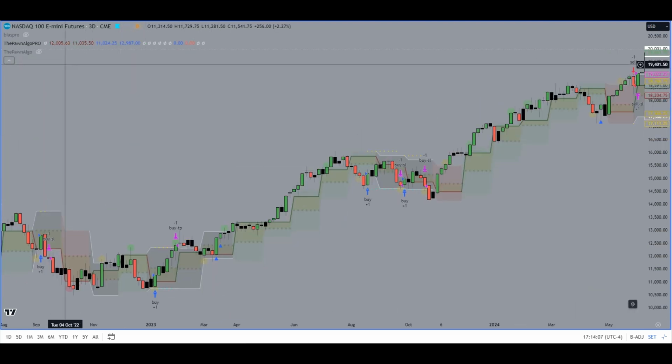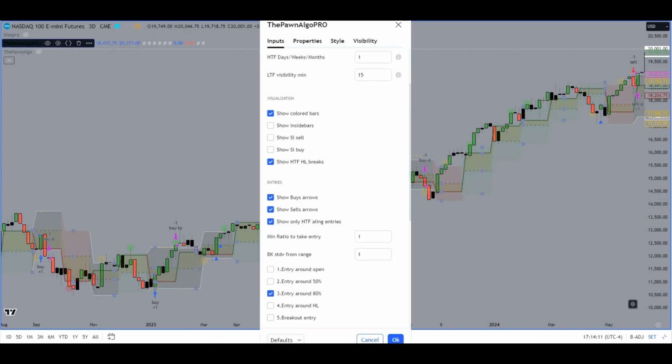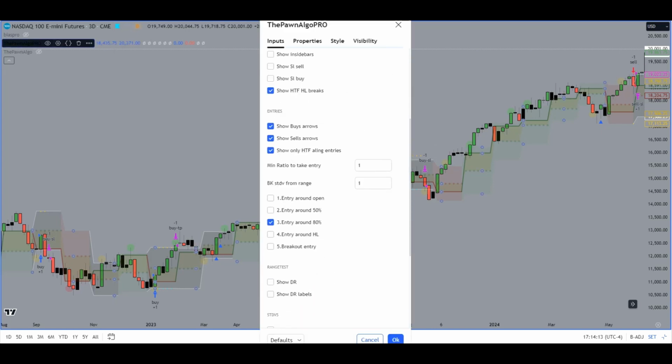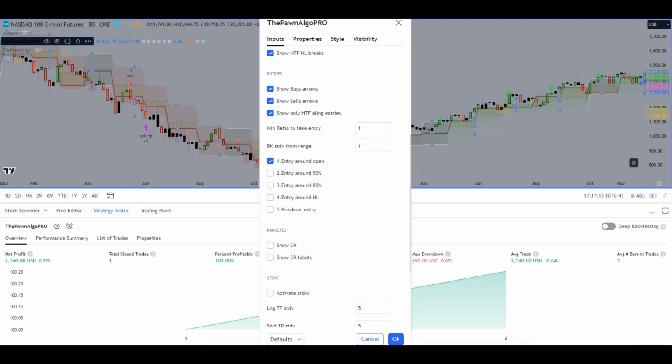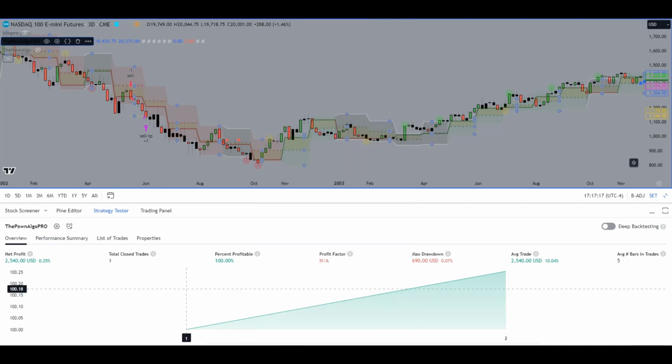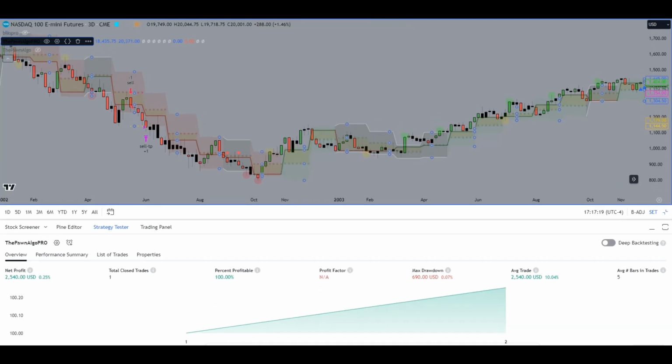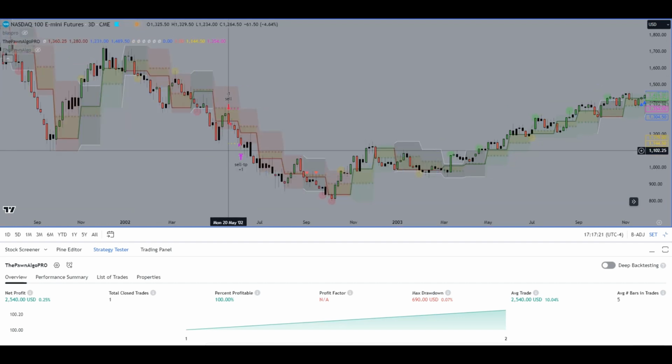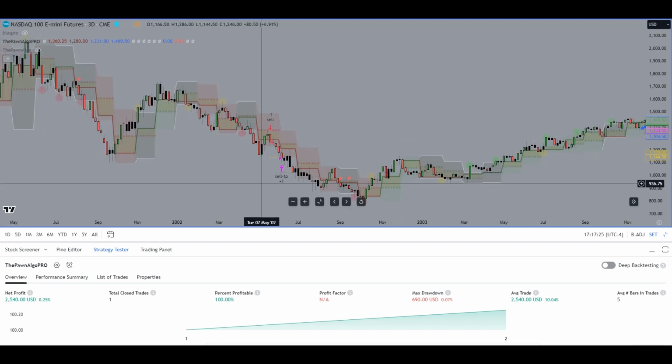Let me show you. This is an improved version of the pawn algo, soon to be available to the public. I can select over here in settings the entry types. Type 1, we get 100% but only one trade. Let's see a really old one, from 2002. Why? I added a filter to take only the trades that are at least 1-to-1.